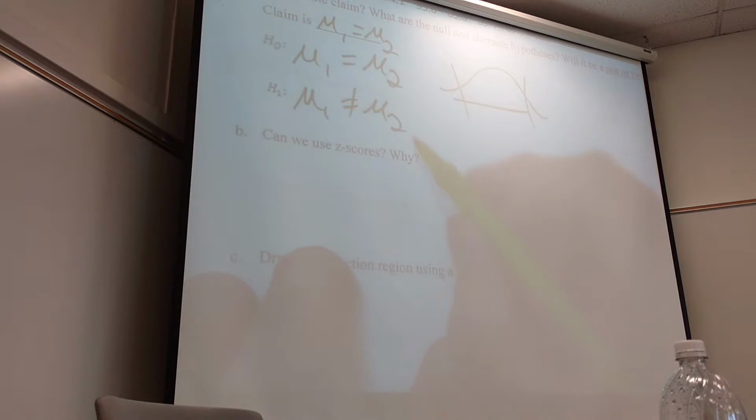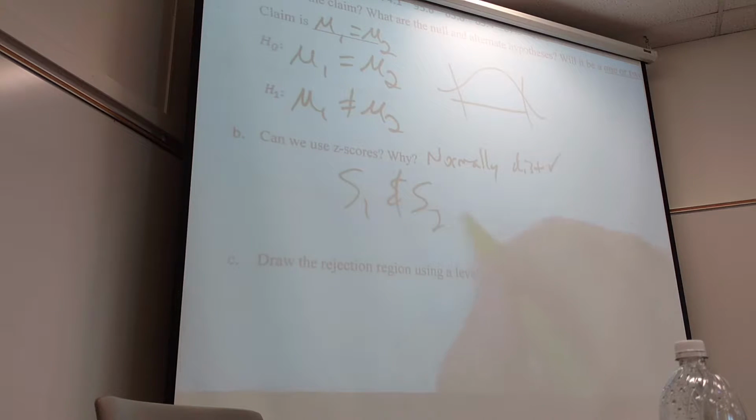Beautiful. So if I tell you it is normally distributed, then what can we use? What do we have to use? Do we know sigma? Do we know the population standard deviation? No. All we got is the stuff from the samples we took. So we only know S1 and S2, so we have to use T.